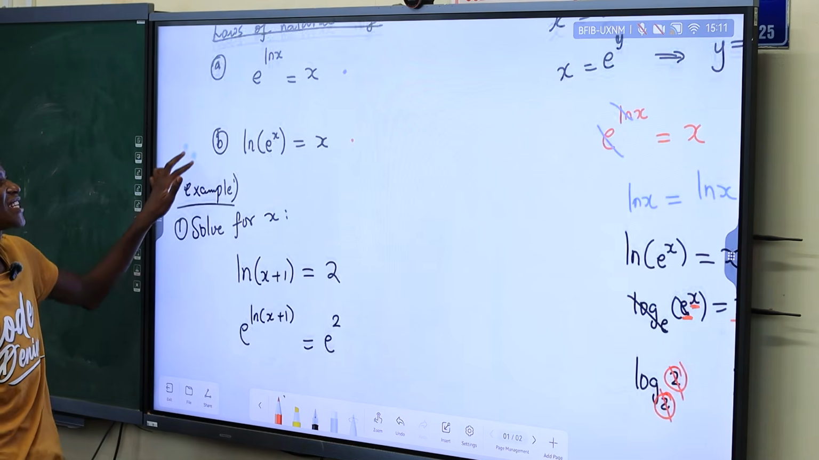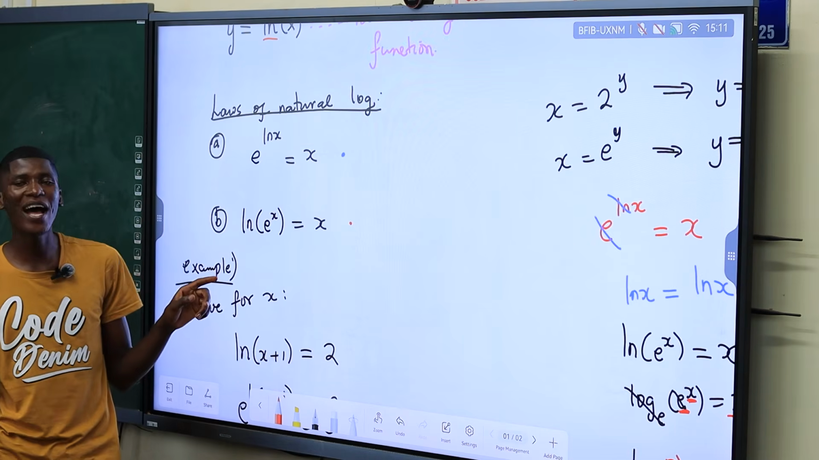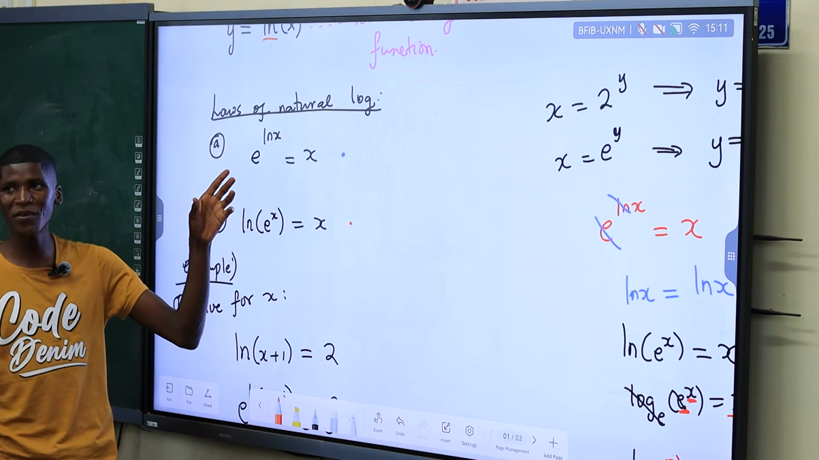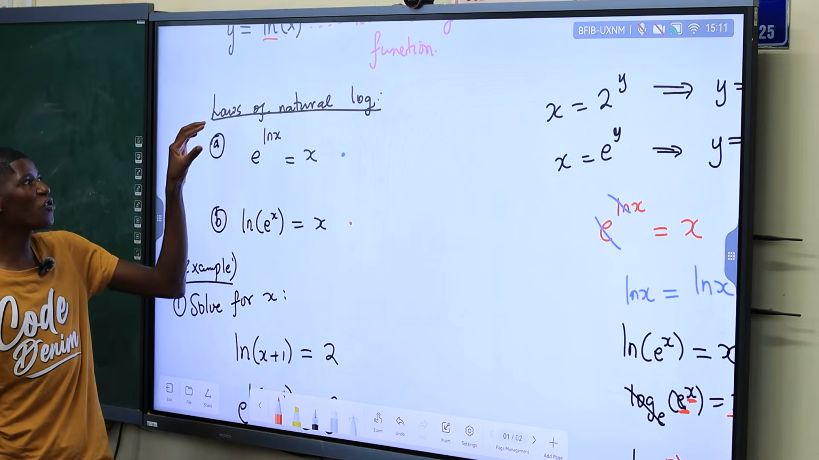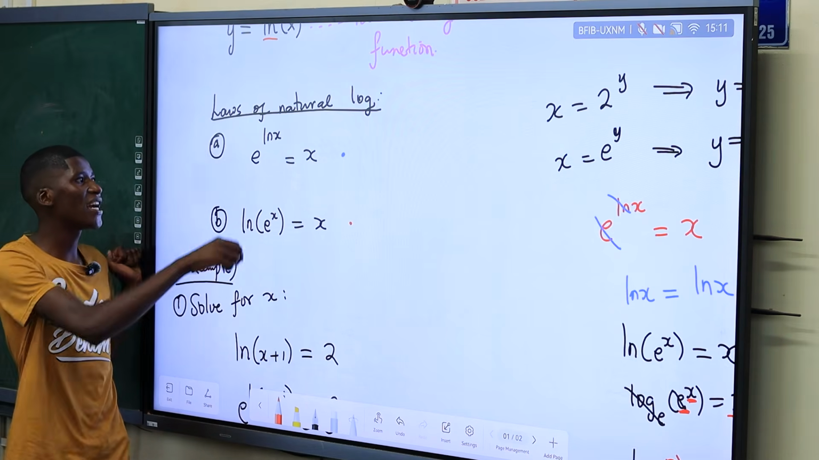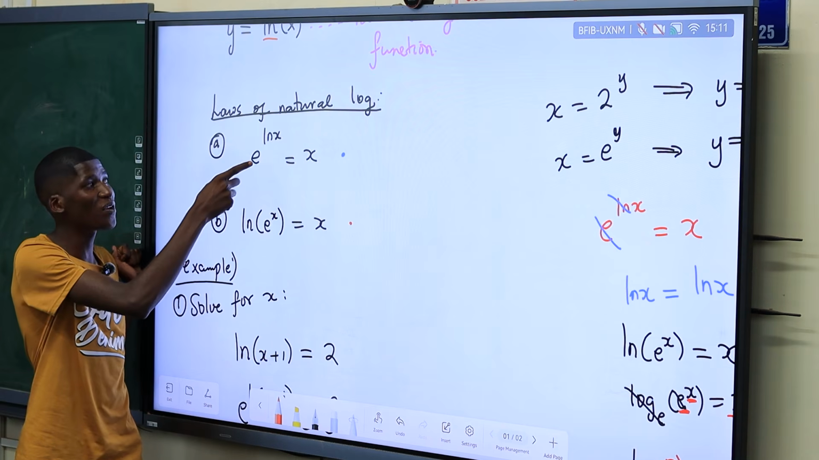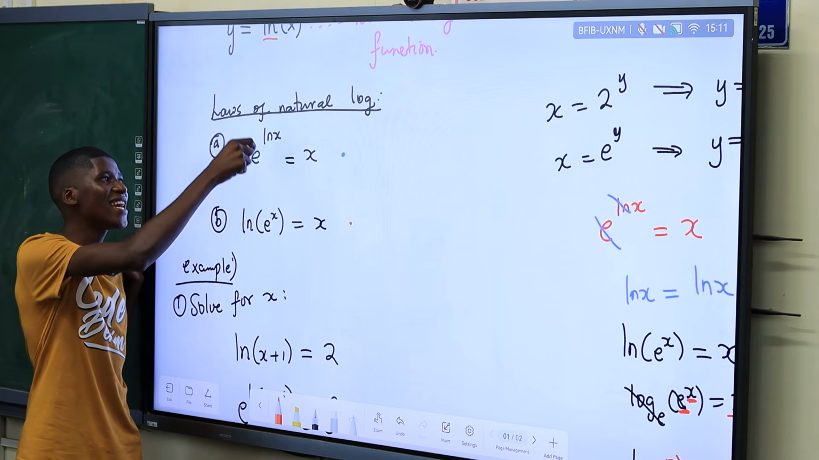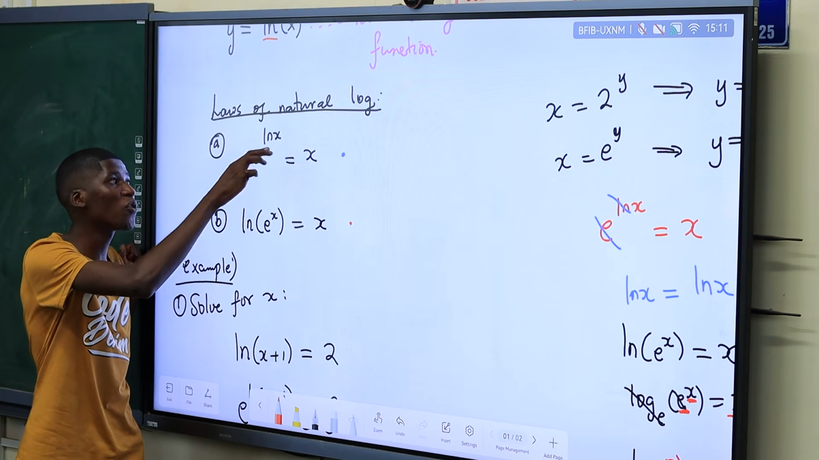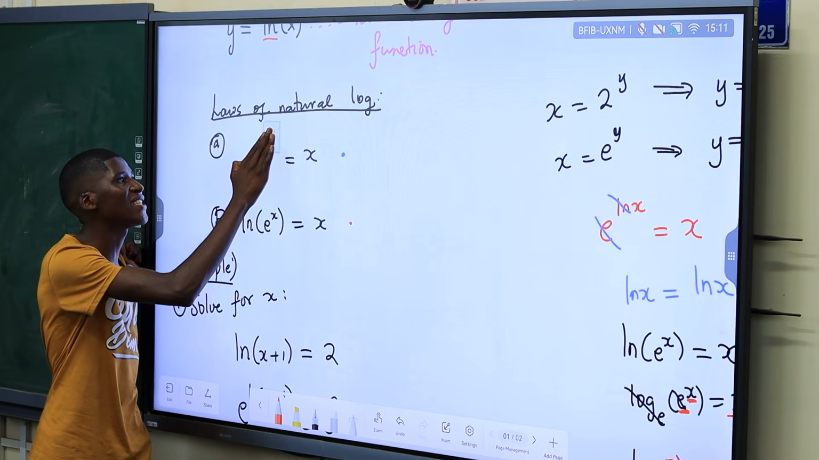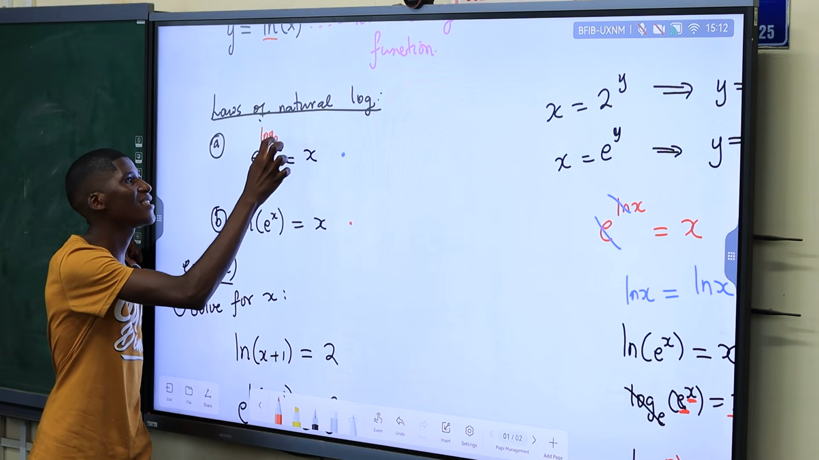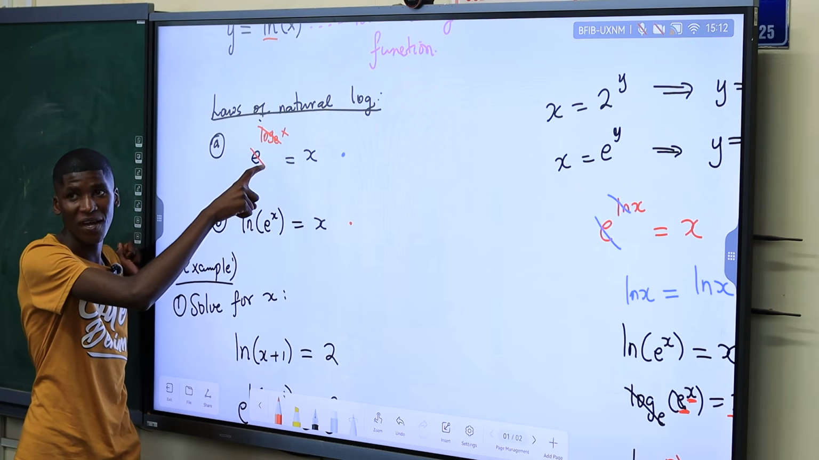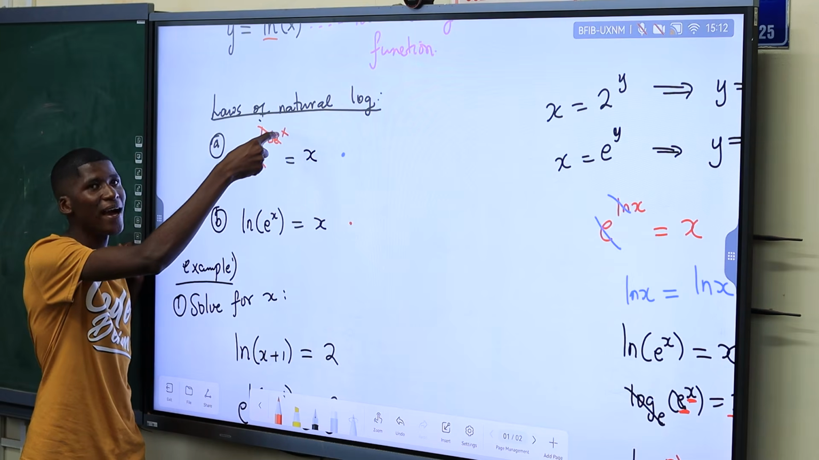Why did we learn these laws? We learned them so that we can cancel e and ln. Yes, that's the correct thing that you did as well, and you're going to get the same answer. But for the sake of using the laws of natural logarithms, if you raise e to the power of ln x, then the e and the ln will cancel out, because ln is actually log base e. So this log base e and this e will cancel out, and we remain with x.